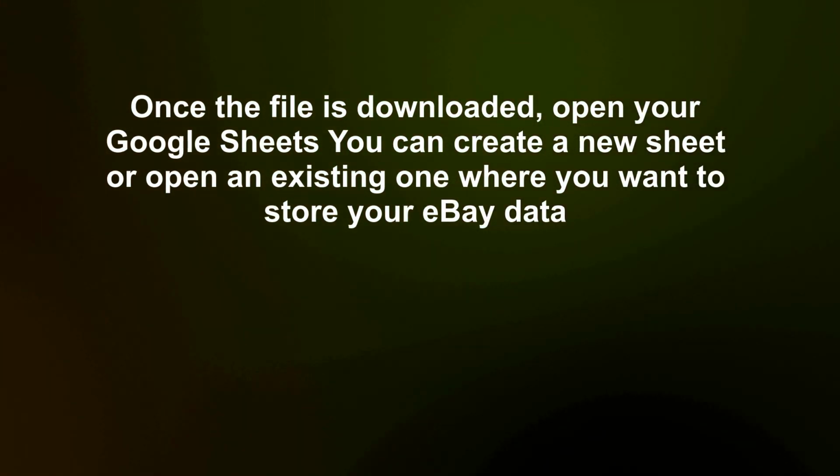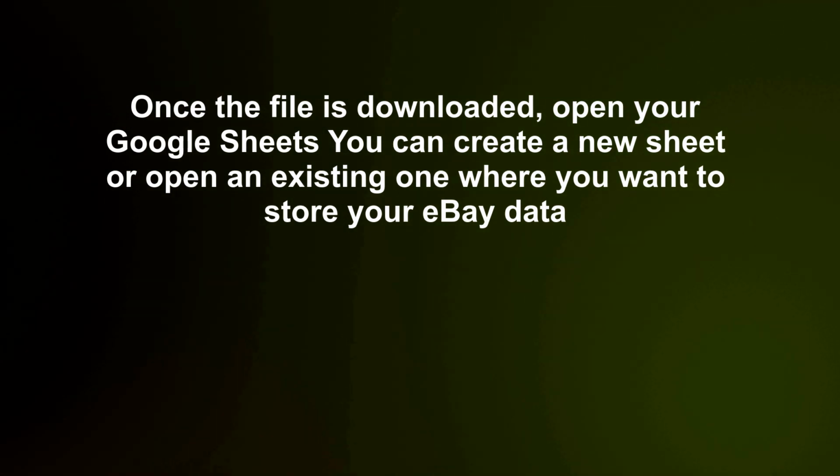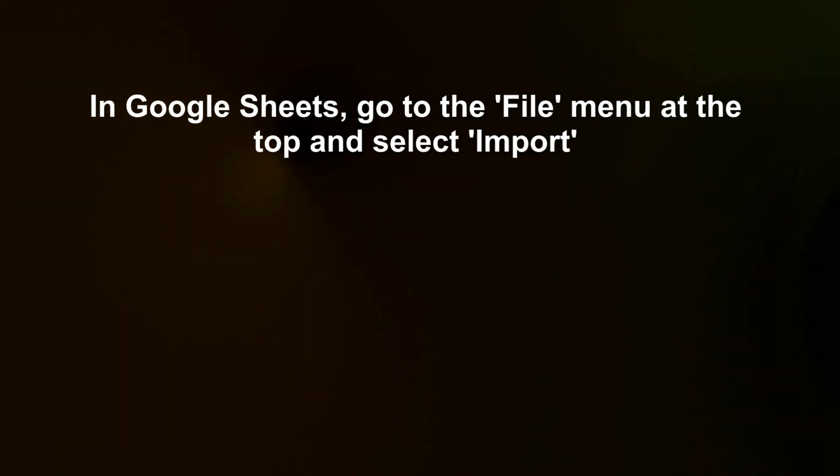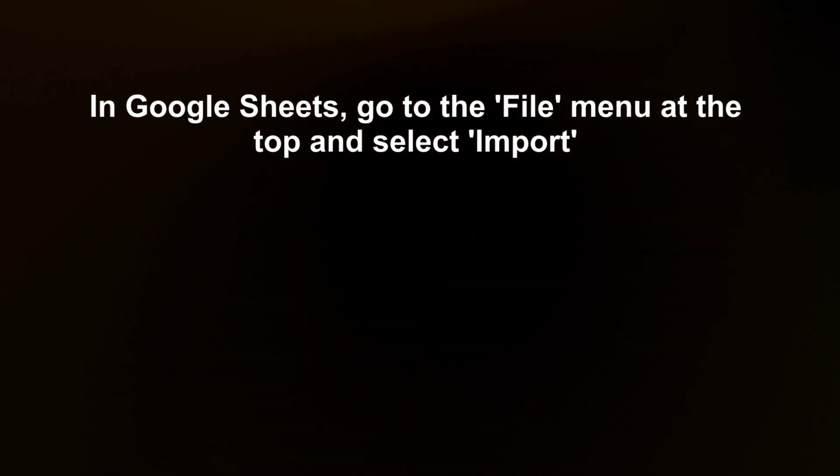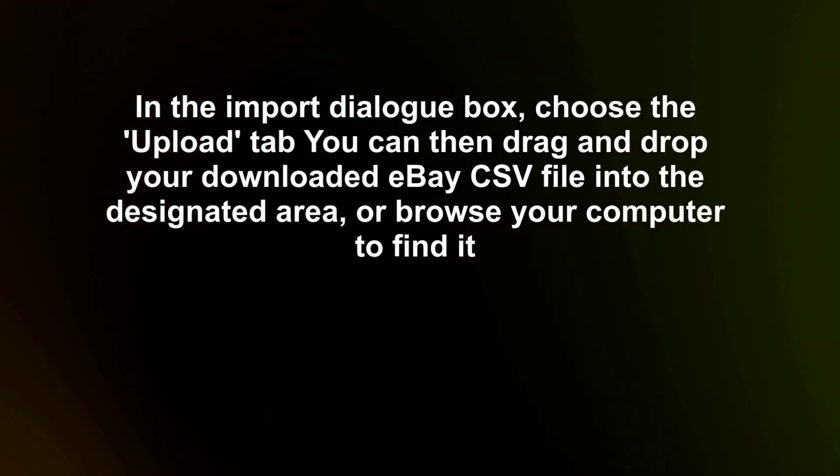Once the file is downloaded, open your Google Sheets. You can create a new sheet or open an existing one where you want to store your eBay data. In Google Sheets, go to the File menu at the top and select Import. In the Import dialog box, choose the Upload tab.